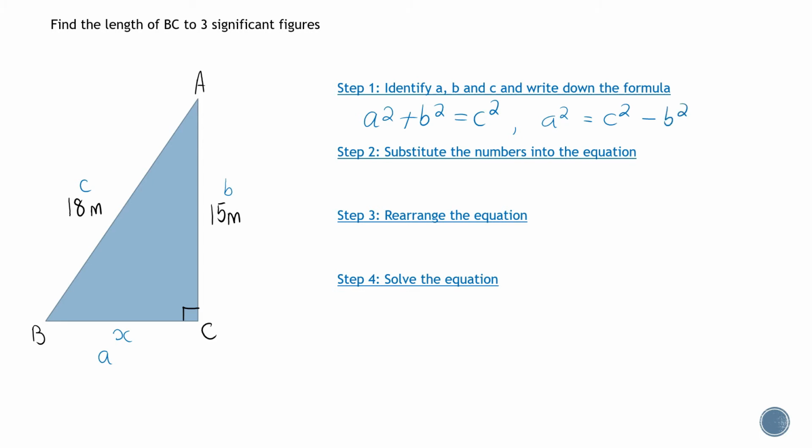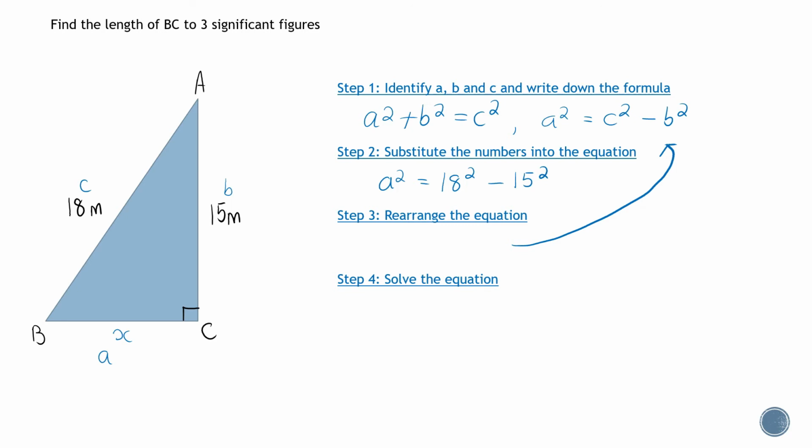So now that we've rearranged, we can put the numbers right in there. So A squared equals C squared, which is 18 squared, minus B squared, which is 15 squared. Now we could have rearranged the equation here, but we've done it already. So I'll just put an arrow up here to show that we've done it already.